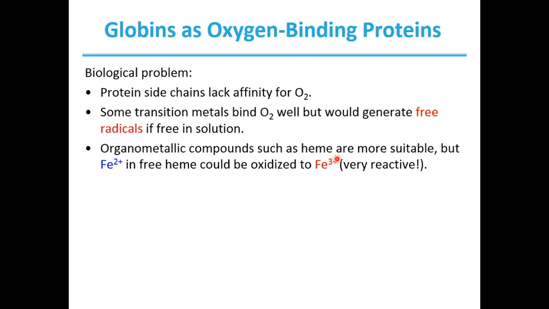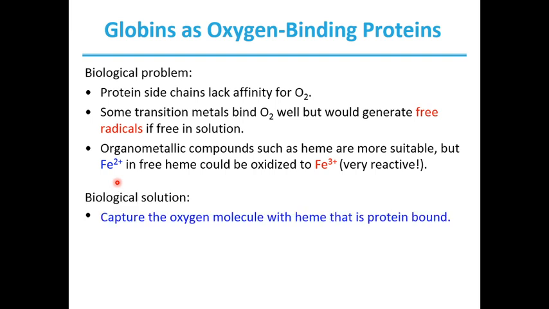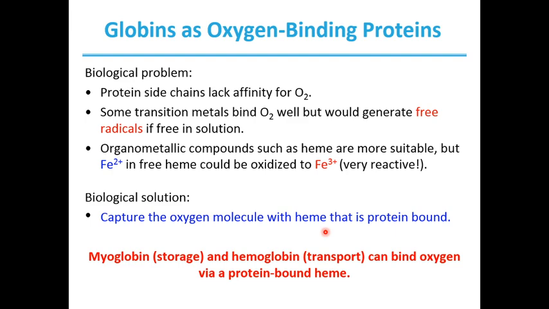Organometallic compounds such as heme are more suitable. But iron 2 plus in free heme could get oxidized to iron 3 plus. That is again one of the most pressing problems because iron 2 plus is the metal that binds oxygen, and you want iron to be in the Fe2 plus state. So the biological solution is to capture the oxygen molecule with heme that is protein bound. Wow, that's an excellent solution that nature finds in this case.